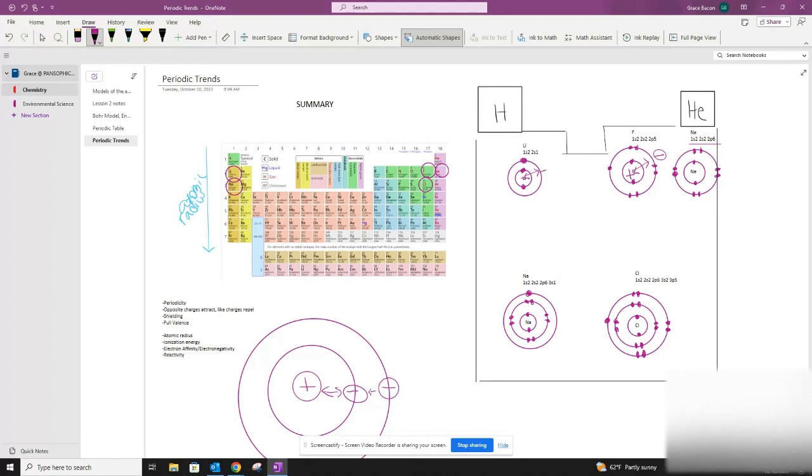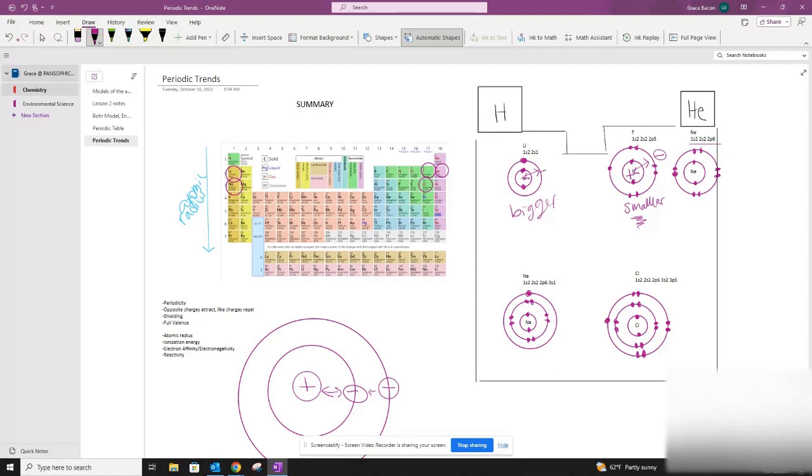So because that pull is stronger, this is actually going to get squeezed together. We can imagine them just squeezing into each other. And so this, even though it's got more protons and neutrons and electrons, this is actually going to be smaller than this guy. Because again, same amount of shielding, but larger disparity in charge.